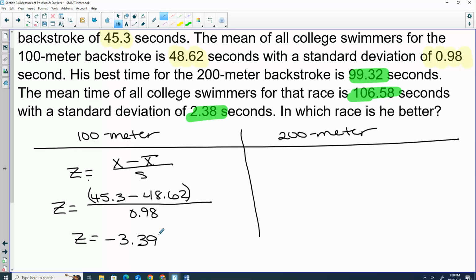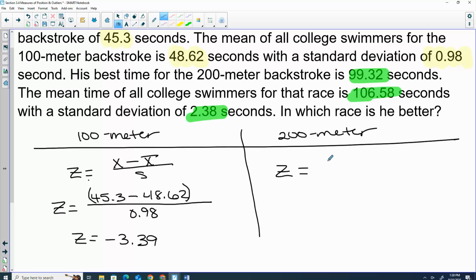So if I round to a couple decimal places, I get negative 3.39. Is it good to be negative here? Yeah, what's that telling me? He's faster. Okay. Let's look at the 200 meter.